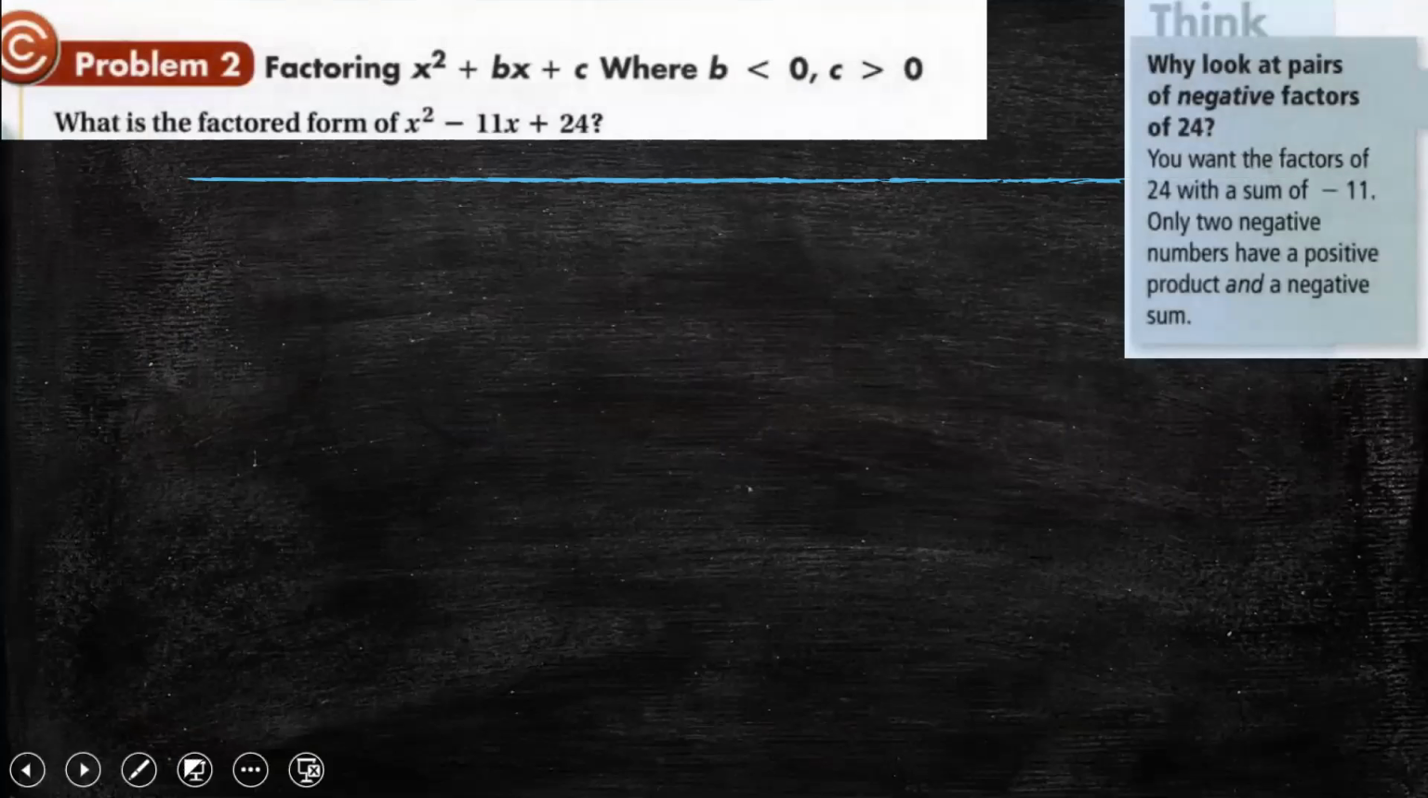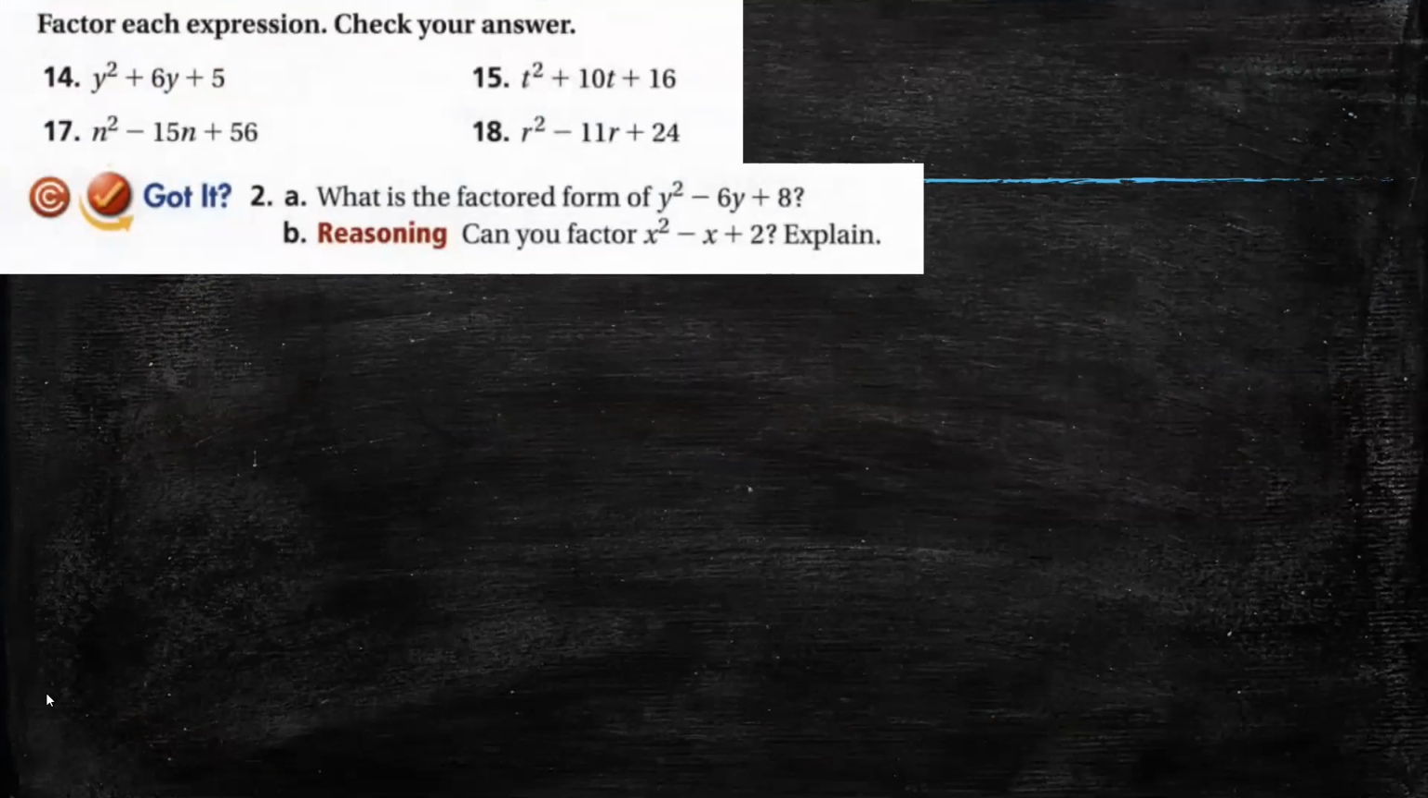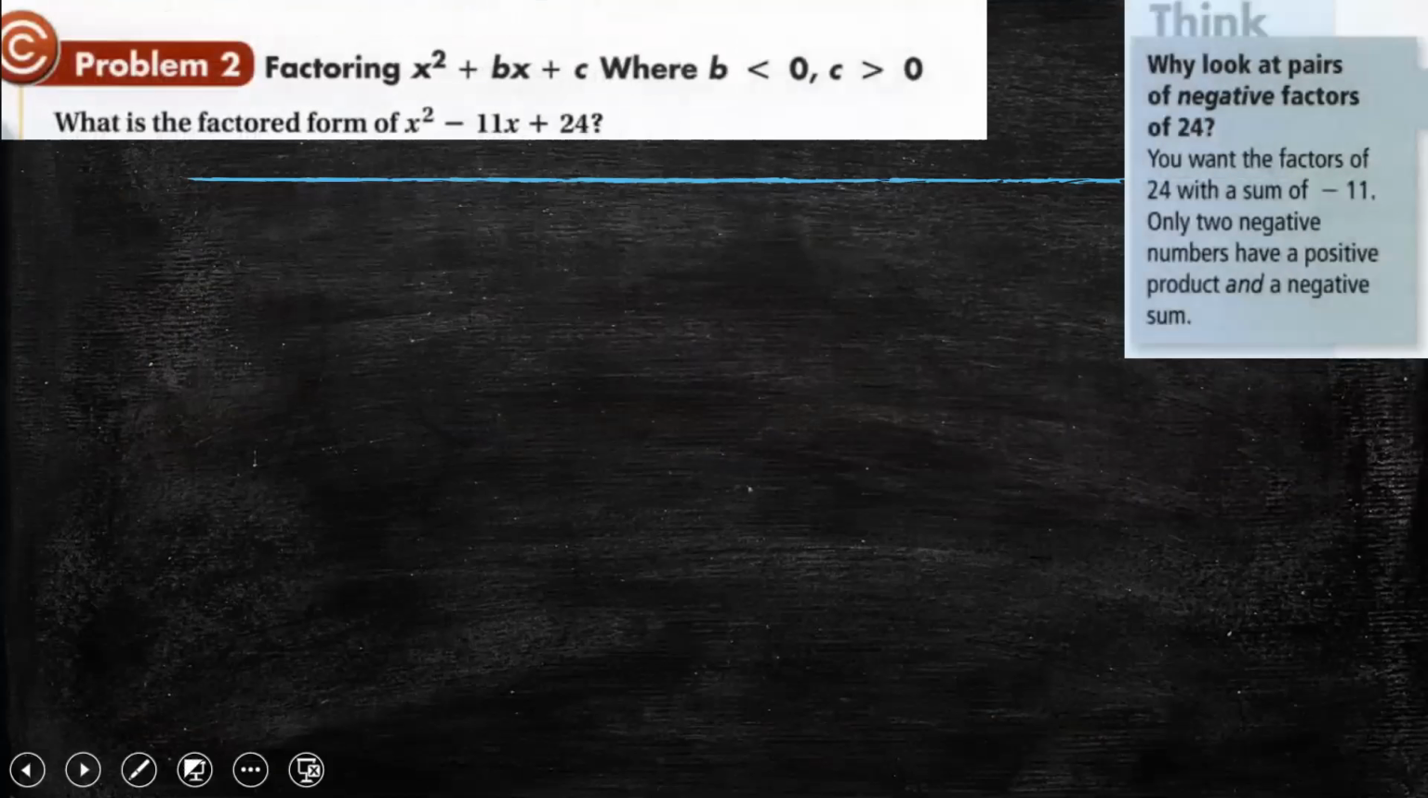And also we talked about the second case, if we also have c greater than 0, but b here is less than 0. What did we do? We said that I will ask you about two numbers. These two numbers have the same sign, but with negative signs.